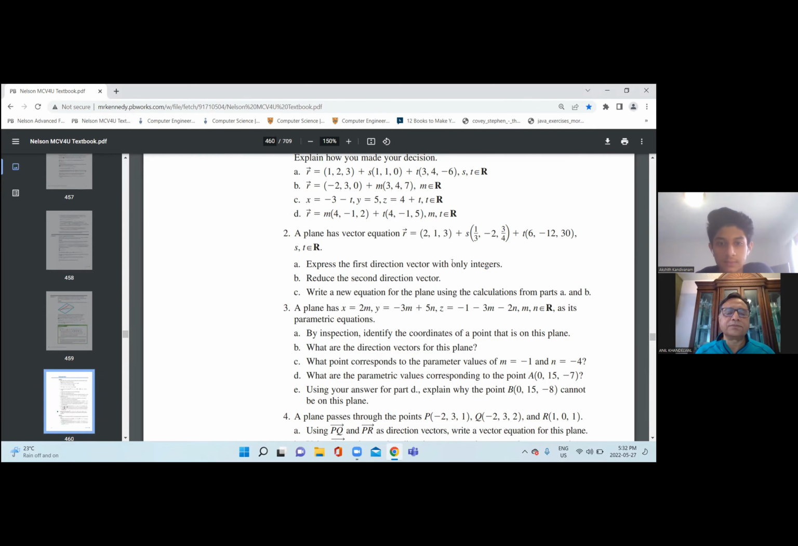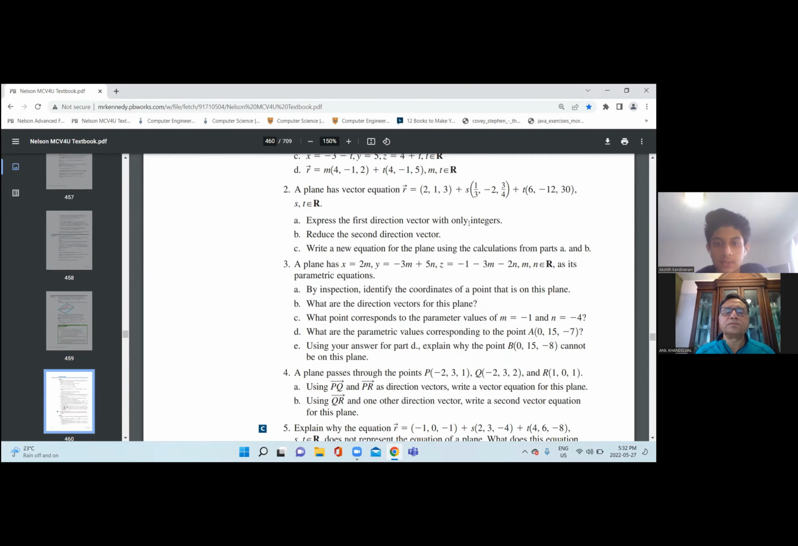Yeah. Next. A plane has x equals 2m, y equals minus 3m plus 5m, z equals minus 1 minus 3m minus 2n, where m and n are elements of real numbers, as its parametric equations. By inspection, identify the coordinates of a point that is on this plane. Can you tell me?